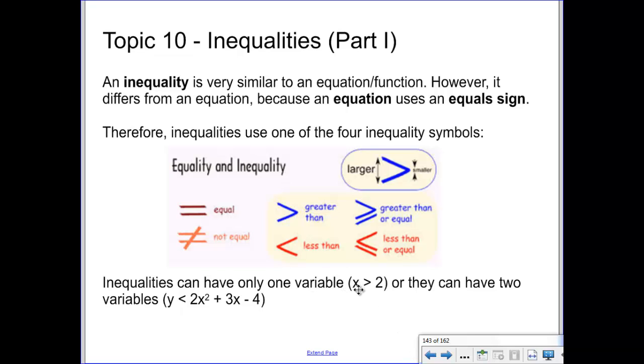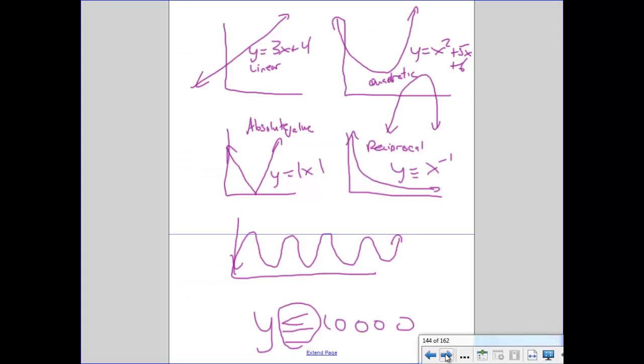Rather than have an equation like x equals 2, we're going to say x is greater than 2. Or maybe it won't even just have one variable. Maybe we'll do multivariable equations. So this is y is less than a whole bunch of stuff. Does that make sense what we're doing today? Yep. Okay, let's try it then.